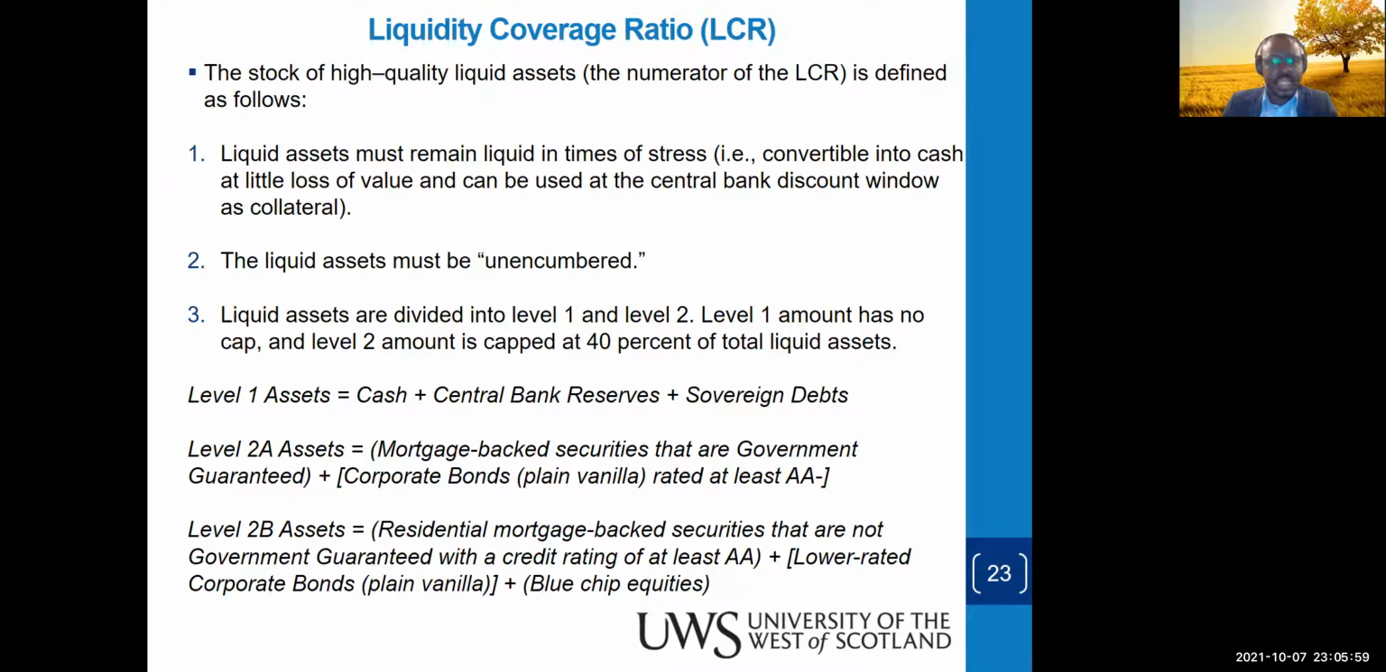Level one assets are cash and central bank reserves, and sovereign debts. Level 2A assets are the mortgage-backed securities which are government guaranteed, plus corporate bonds which are AA minus rated. And level 2B are the residential mortgage-backed securities, but not guaranteed by the government, with ratings of at least AA, plus any lower rated corporate bonds, plus blue chip equities.